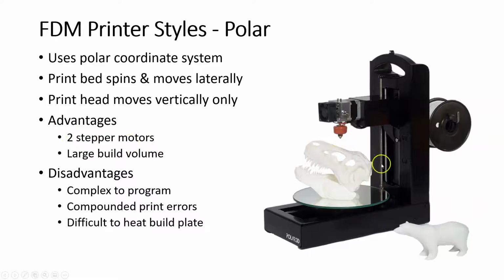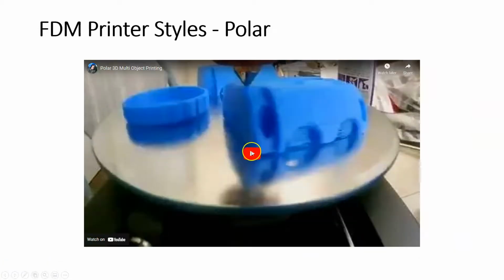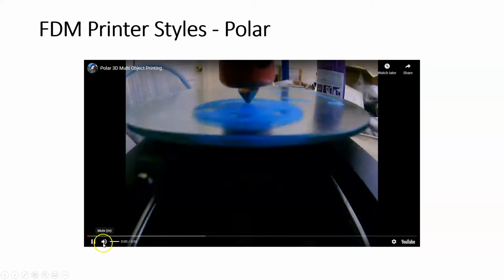Advantages are you have two stepper motors, so minimal use of the motors, and you have a large build volume. The disadvantages are it's very complex to program, it has compounded print errors, and it's difficult to heat the build plate because the build plate moves. And so you end up moving a lot of equipment, which again is going to affect the inertia. All right, so let's see an example of a Polar printer.